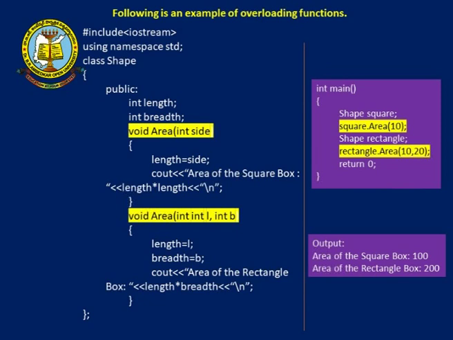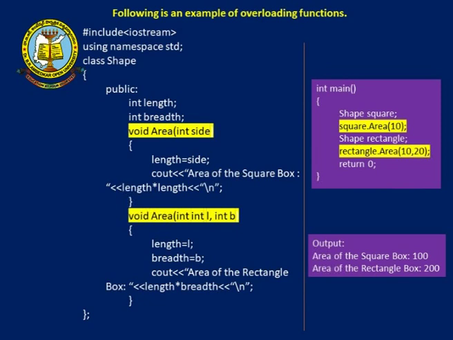And see, in the main function we are creating an object of shape class. Here square is an object of shape, and we are invoking the area function with only one argument. See, square dot area will invoke the area function. So here the compiler at compile time will try to find the exact match for this function call. First it will try to find if there is any function by the name of area that accepts only one integer type argument.